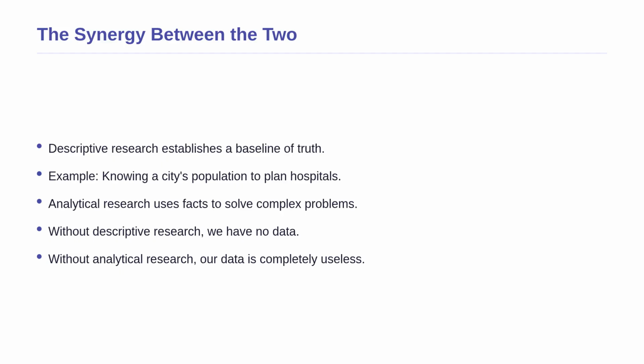You might be wondering why we need to separate these two types of research and why they both matter so much. We need descriptive research because we cannot understand a complex problem without first knowing the basic facts and establishing a baseline of truth. For example, if a government does not know how many people live in a city, they cannot plan for hospitals or schools.